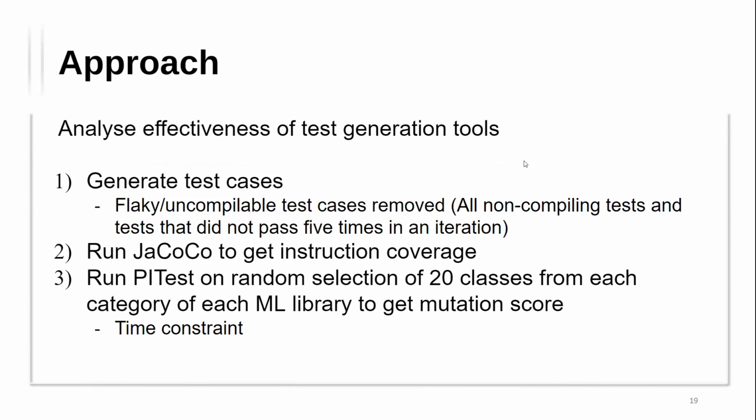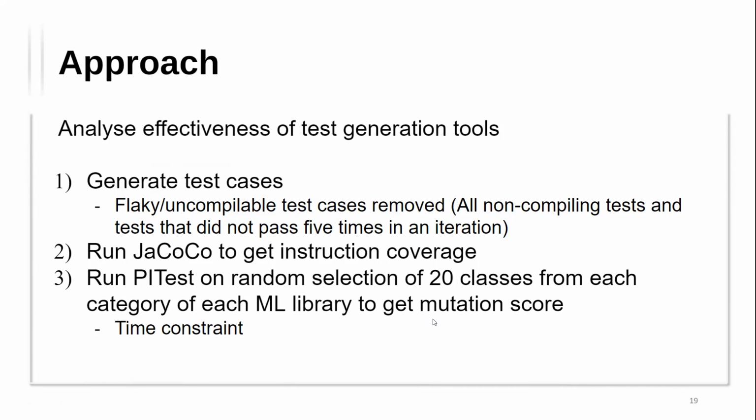So next is the approach for analyzing the effectiveness of the automated test generation tools. What the authors did here is that they first generated test cases, of course, and they mentioned particularly that they remove flaky or uncompilable test cases. What we should define as either non-compiling tests or tests that did not pass 5 times in a row. And next they run the aforementioned tools to get the coverage.